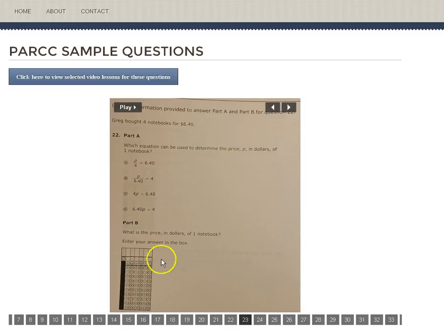And then it wants you to solve it. What's the price of one notebook? Well, you could think of it in 2 different ways. If you are comfortable with what we did in chapter 7 towards the end with the multiplicative inverse, where you have 4P equals 640, if you wanted to get rid of that 4, you could just apply the multiplicative inverse to both sides. The multiplicative inverse of 4 is 1/4, so that would be 1/4 on this side, and you'd also have to multiply by 1/4 on this side. And then you would cancel that out.